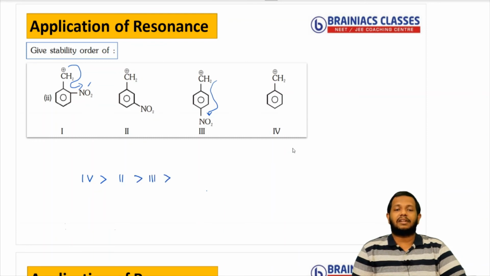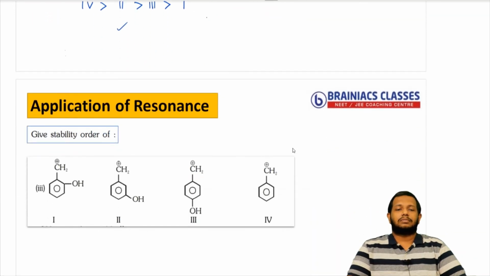What is the reason? Because the third one and the first one both have minus M and minus I. But the third one has a minus I effect which is less prominent due to distance. And then only the first one will come. So the answer is 4, 2, 3, 1. I hope it is clear for you. If you have any doubt, feel free to ask the same thing in the doubt clearance group. Okay.